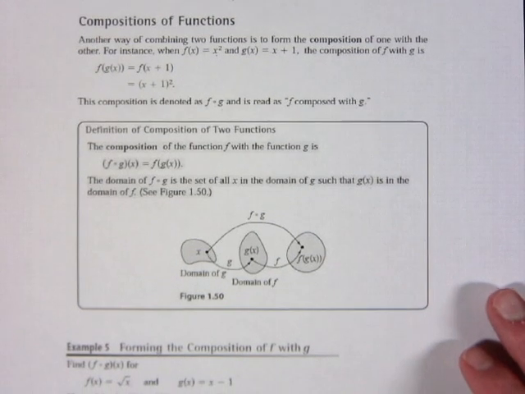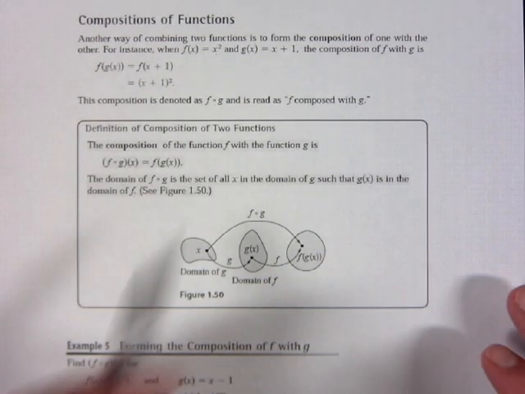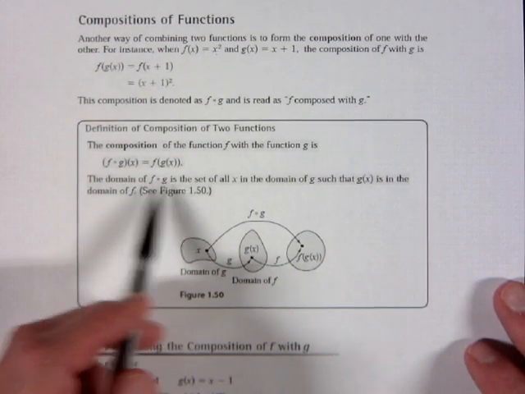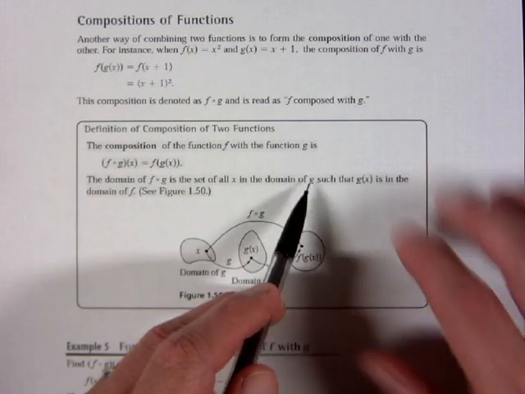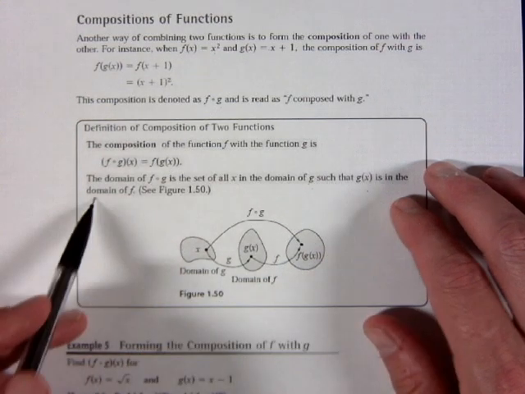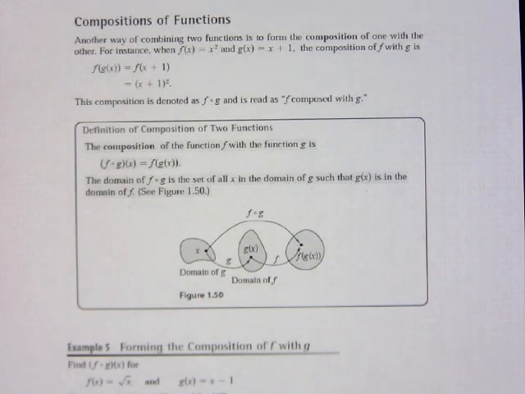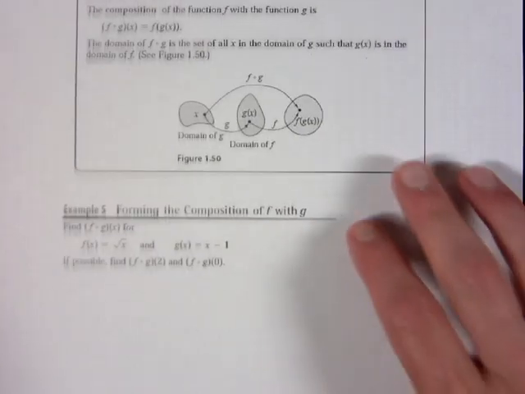And we'll talk more about that here in just a moment. But just remember, the domain of f of g, the entire composition, is the set of all x in the domain of g such that g of x is in the domain of the next function f. So let's take a look at an example here.